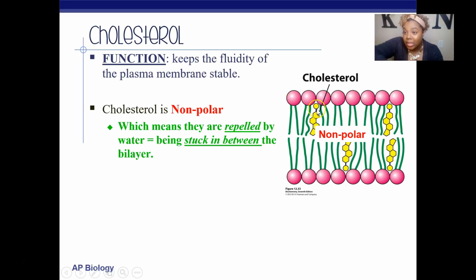And if we notice, cholesterol is located in between the phospholipid bilayer. So if it's by the tails, and the tails are nonpolar, that also makes cholesterol what? Nonpolar. Awesome. So just please keep that in mind. Cholesterol is nonpolar too.